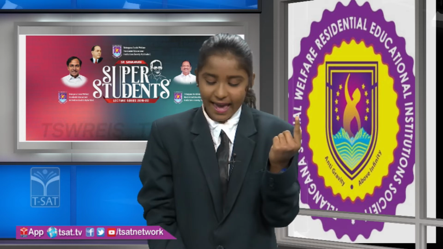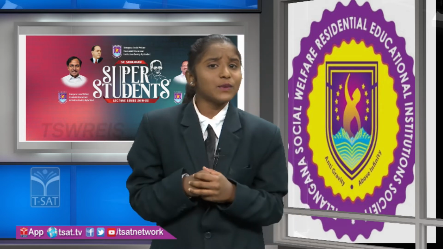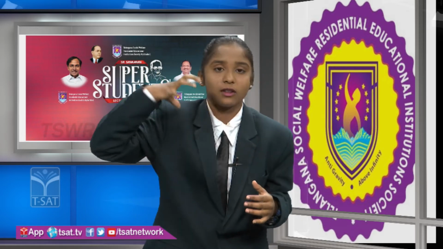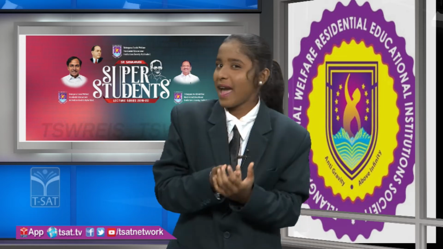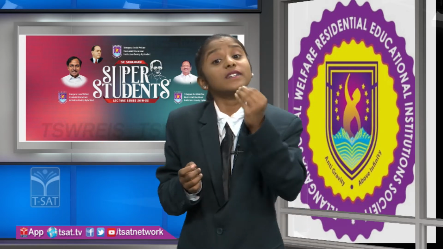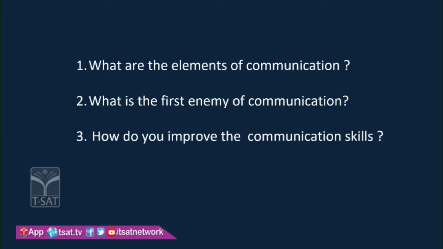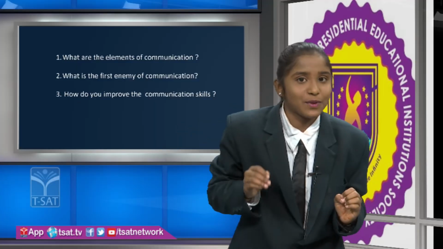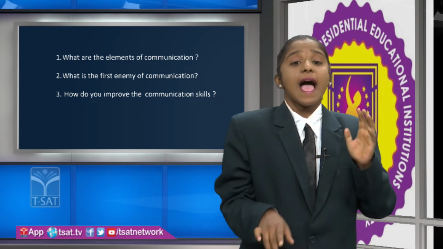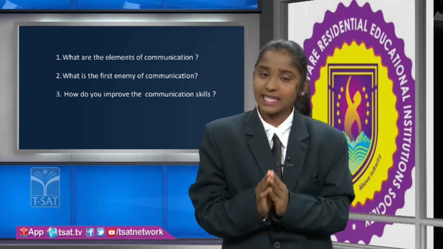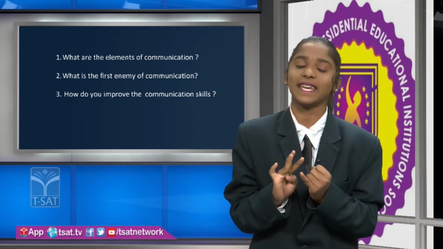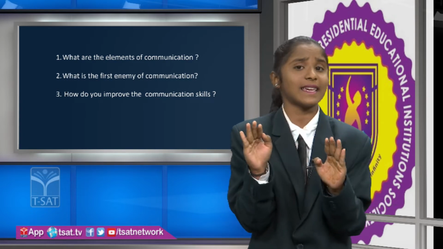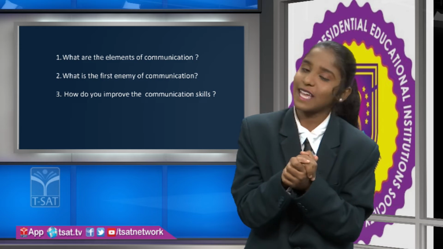Next, in our day-to-day life we have many questions, like what are the elements of communication? Already we have discussed, right? What is the first enemy of communication? How do you improve communication skills? These many questions are there about the elements of the communication process. So first, what are the elements of communication? They are the sender, receiver, message, encoding, decoding, media and feedback. All these things are included in the elements of communication.